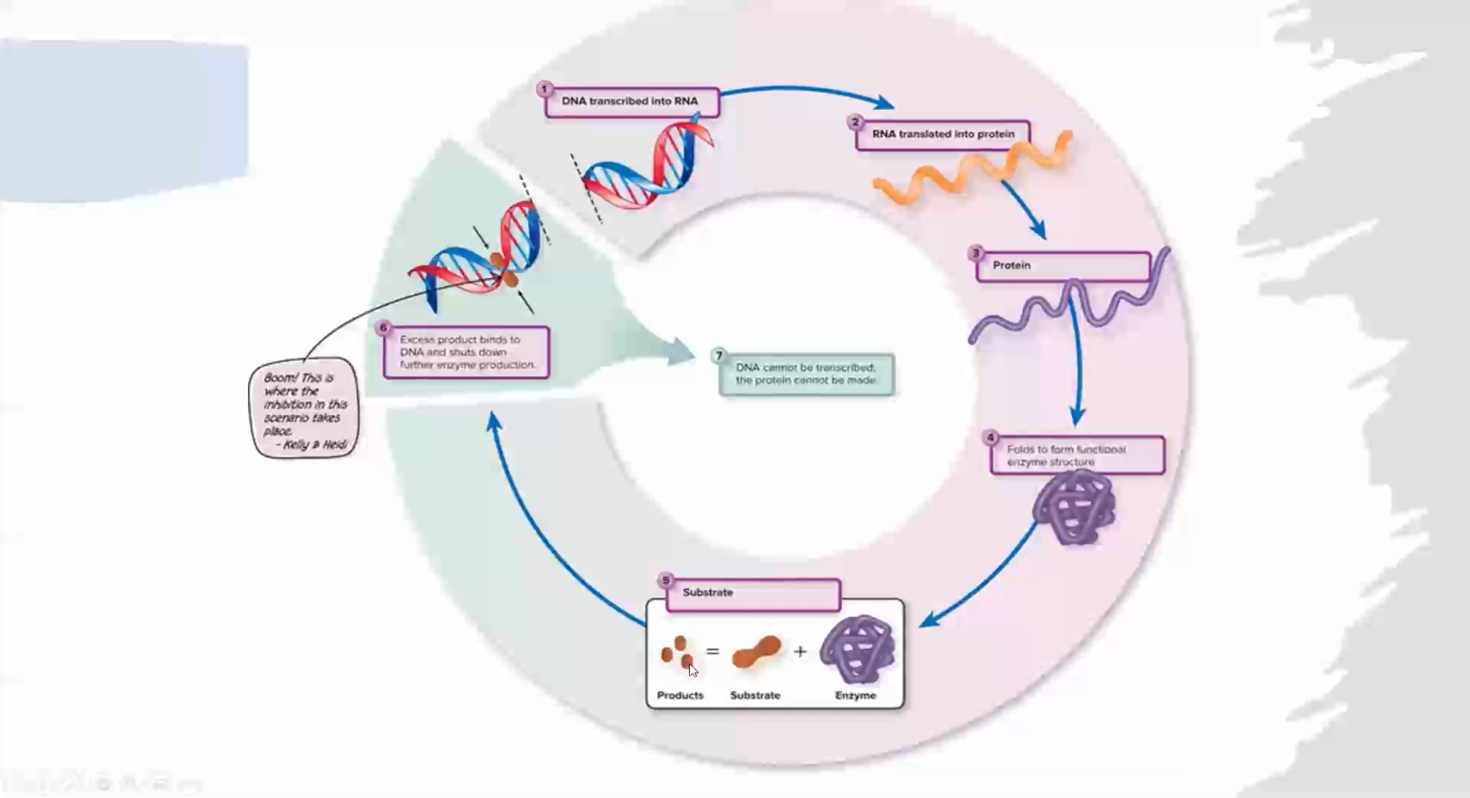Well, you make a bunch of these products. These products can come in and bind to the DNA, which can inhibit transcription, which means we're not going to get any more of those enzymes, which means we've slowed way down or repressed the production of further enzymes. Because we have enough of that product, we don't need to keep making more of it.